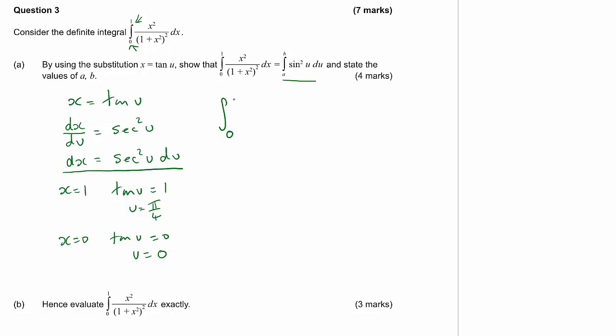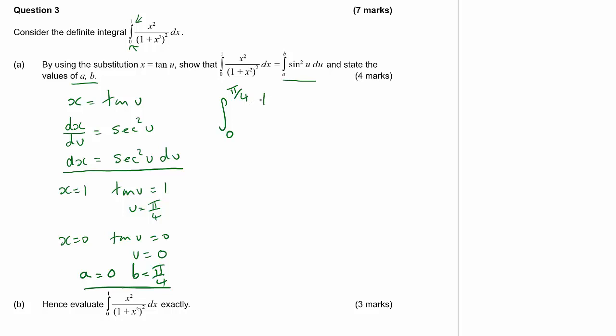So we're going to get 0 to pi by 4. So that's our values of a and b. So let's just make that very clear down here. a is 0, and b is pi by 4. Let's make those clear. So what do we have?